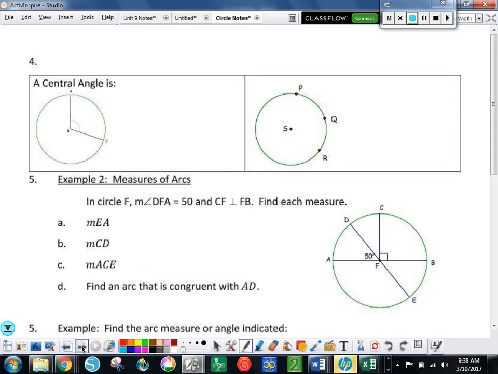We've already discussed what a central angle is. The central angle is the angle formed of two radii.